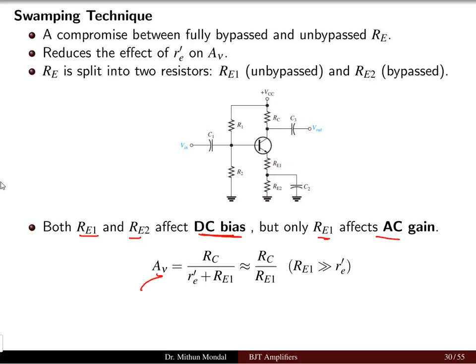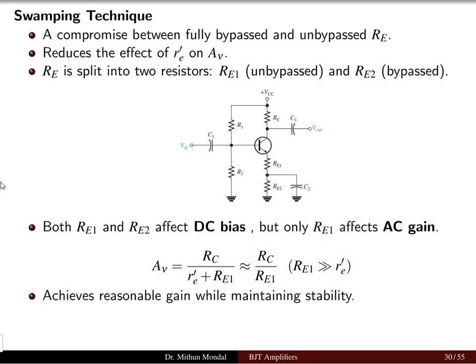Re1 and Re2 both will affect the DC biasing, but only Re1 will affect the AC gain. So the voltage gain we get now is basically rc by re dash plus Re1, which is approximately Re1. So if Re1 is very much greater than re dash, then we get rc by Re1 as the voltage gain. So it achieves a reasonable gain while maintaining the stability of the circuit.